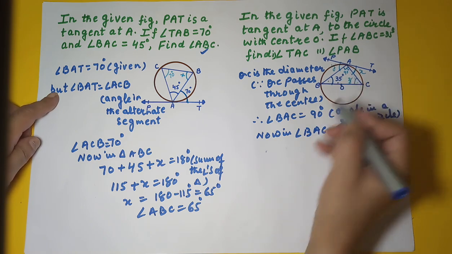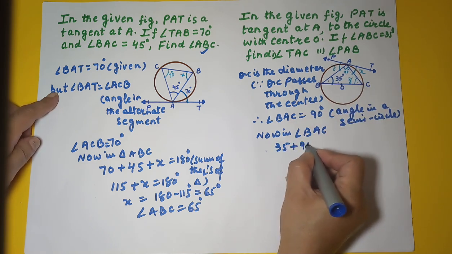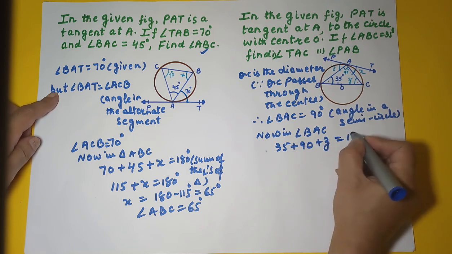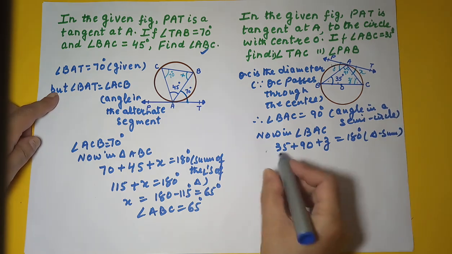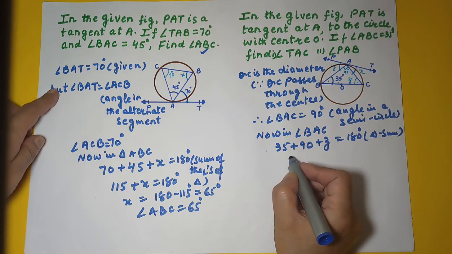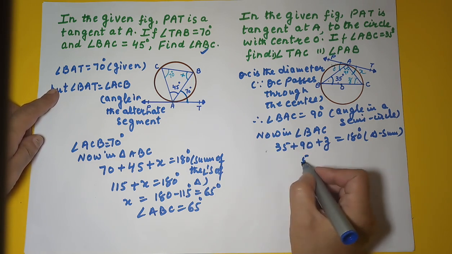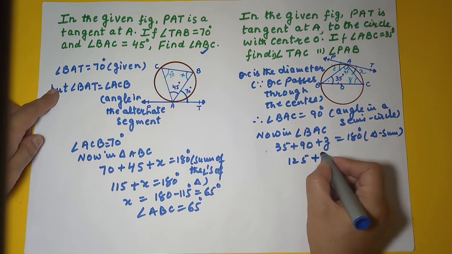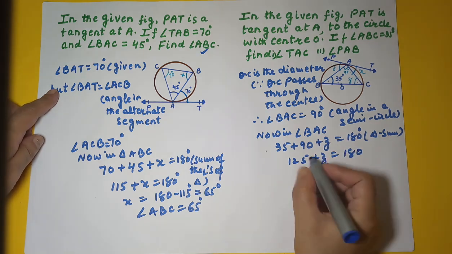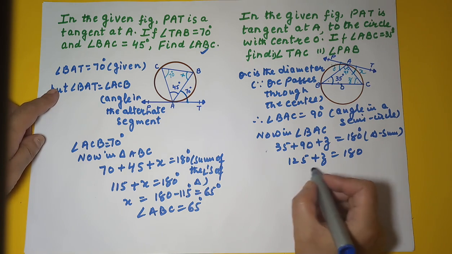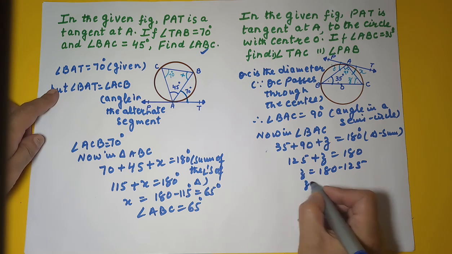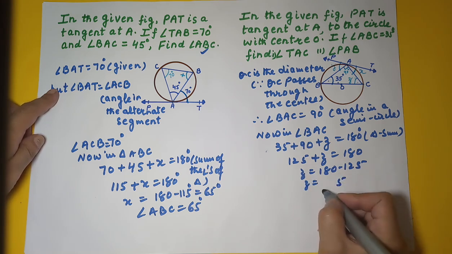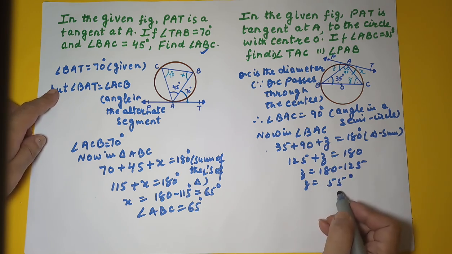So now in triangle BAC, you have one angle as 35, another as 90 and another as Z, which sum to 180. Triangle sum property. So 35 plus 90 is how much? 125 plus Z is equal to 180. So you will get Z equal to 180 minus 125. So your Z is equal to, 10 minus 5 is 5, 7 minus 2 is 5. So you got Z as 55 degrees.